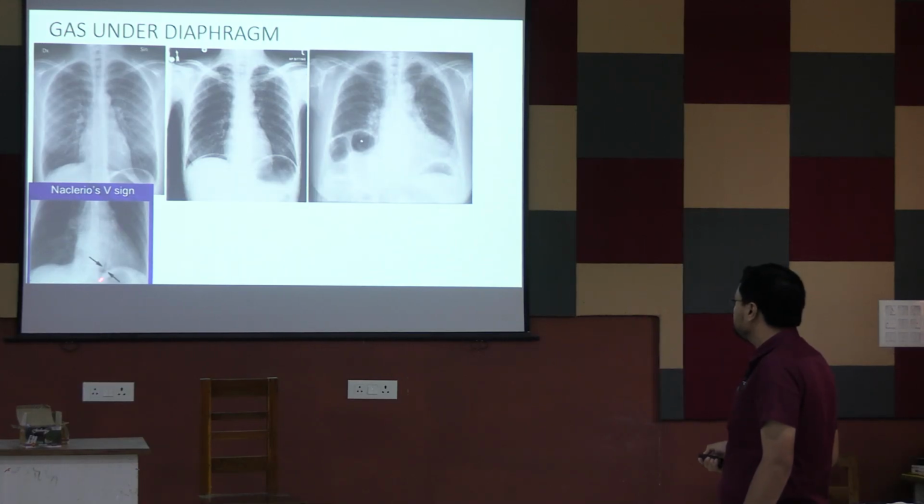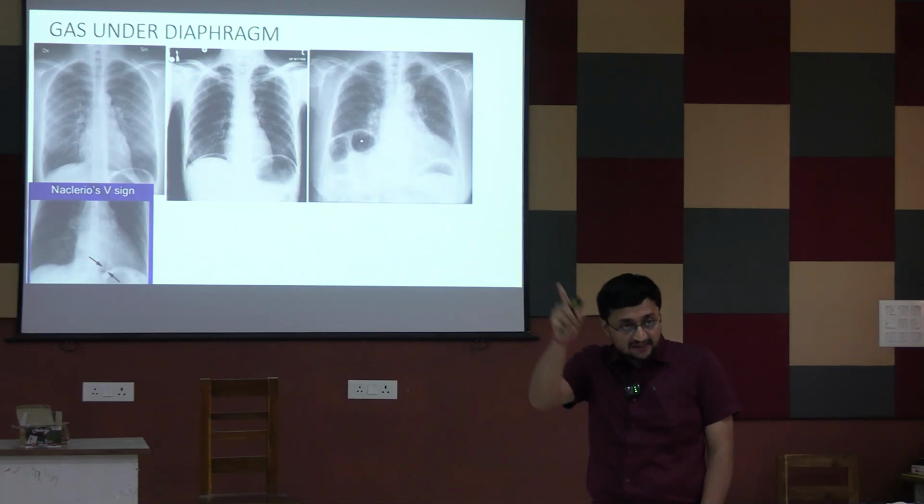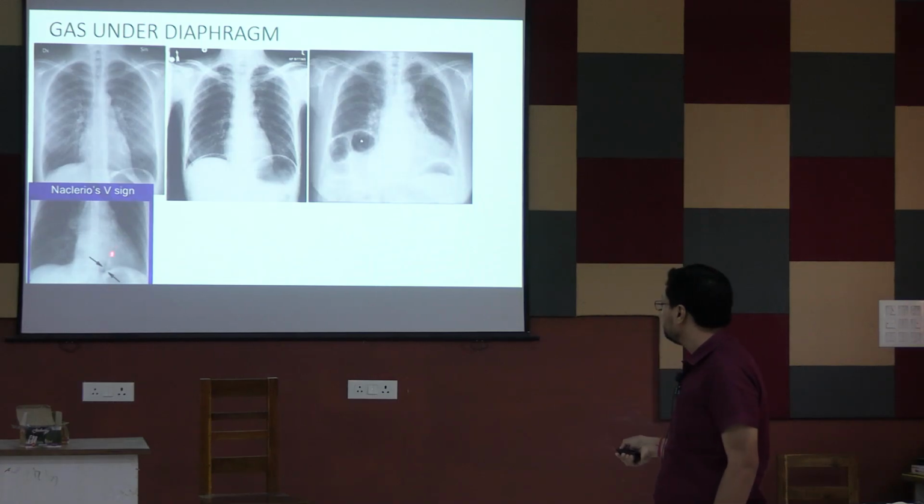And this is called the Naclerio V sign. That means the sharpened border of the left or right cardiophrenic angle. So it is just like a V-shaped separate structure.